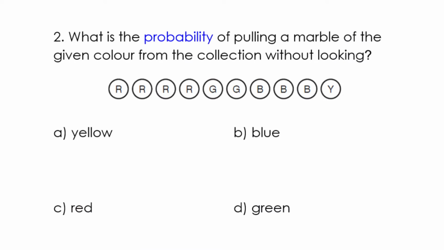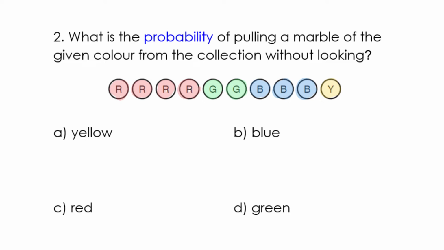What is the probability of pulling a marble of the given color from the collection without looking? So I will shade this one in for those of you who like shaded in stuff. Sometimes it's for those people who like this, it's just easier to visualize. So this is why I'm doing it. If you are colorblind though, the letters will help you and these colors will not interfere. Hopefully they won't.